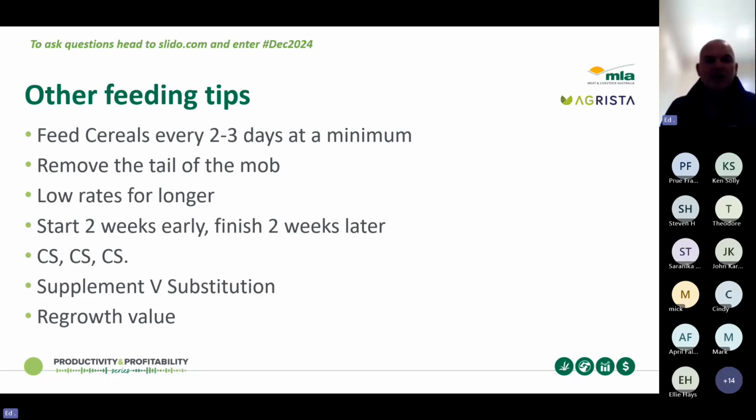So summer nutrition, yes. Feeding cereals, it's got to be every 2 to 3 days at a minimum. I'm sure there's some people out there who probably ride the lightning a bit more, but just from a starch and an acidosis aspect, that's the way I look at it. You probably could push it out if you're feeding using an acid buff product with it.